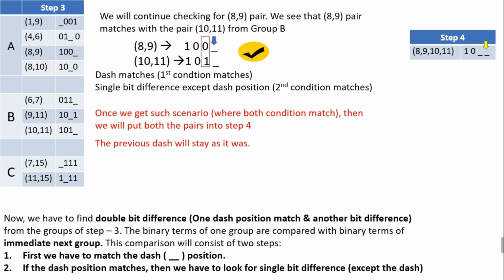We're just going to put a new dash where we're getting the new difference. We're getting the new difference at the third place, so that's why we put a new dash over there. The rest of the numbers stay the same. So that's how we're going to put our new sets of pairs into our step 4.